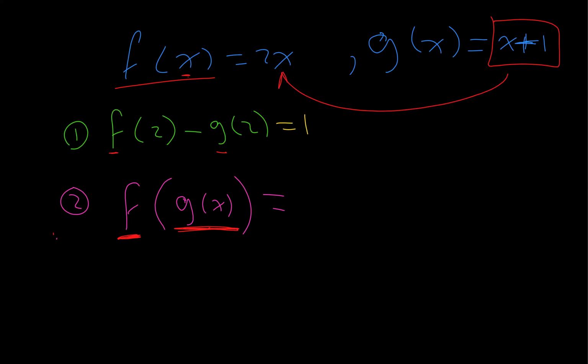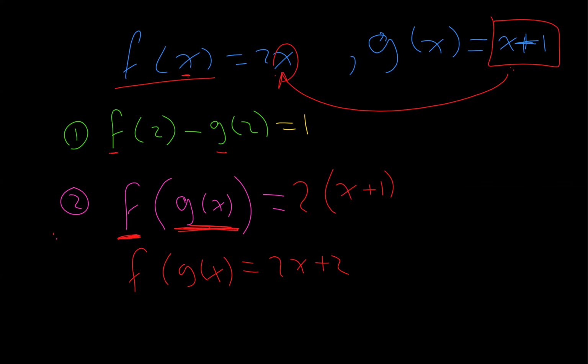So what will I get now? This is 2 times x, right? And instead of x, I'm going to write what? G of x. What is g of x? Which is x plus what? Plus 1. So what will be the result now? It's going to be what? So that means f of g of x, okay, it's going to be what? 2 times x, it's going to be 2x plus 2 times 1 is 2. So this is the answer now.